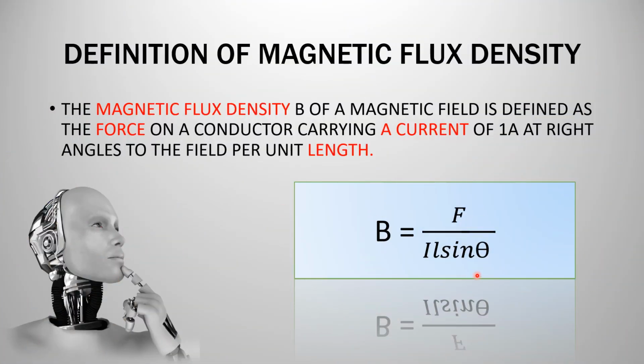From the lesson just now, we have already learned the formula F equals BIL sine theta. From this formula, you can define B in a current carrying conductor. The magnetic flux density B of a magnetic field is defined as the force on a conductor carrying a current of 1 ampere at right angle to the field per unit length. This definition is used for examples like current carrying conductors.